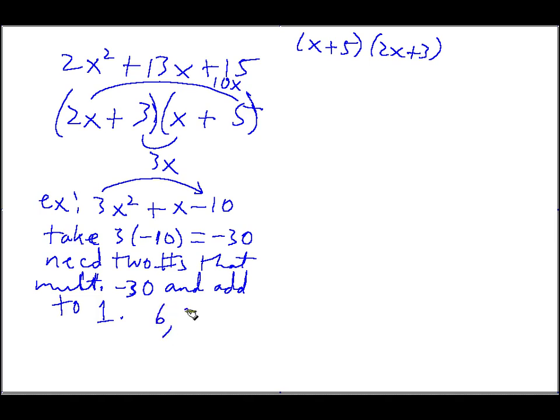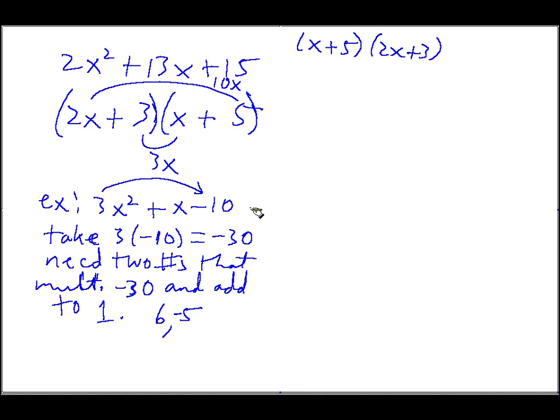Well, how about 6 and 5? 6 and 5 will work. 6 times 5 is 30. How can I get it to be 1? Well, I need 5 to be negative, because then 6 times negative 5 is negative 30, check. And then 6 plus negative 5 is positive 1, check. So these two numbers will fit the bill. What I do with these two numbers is use them to break up the middle term here.